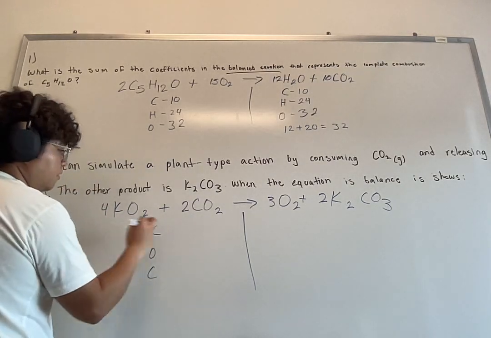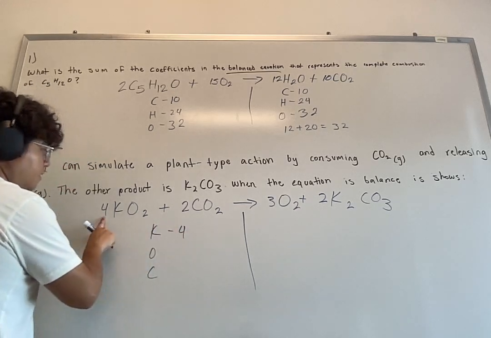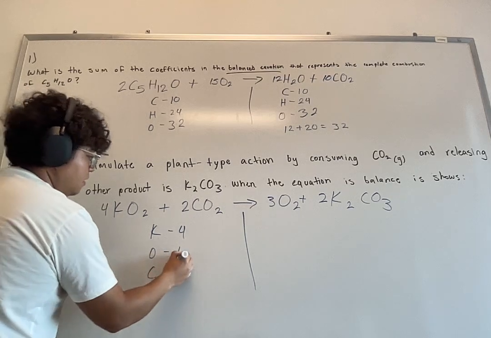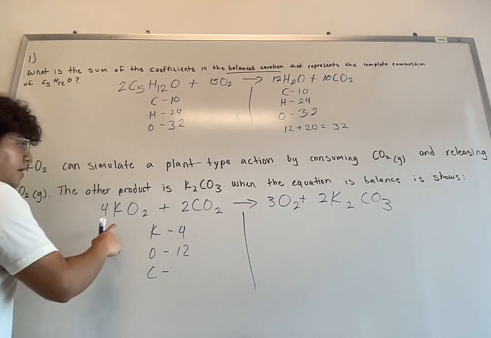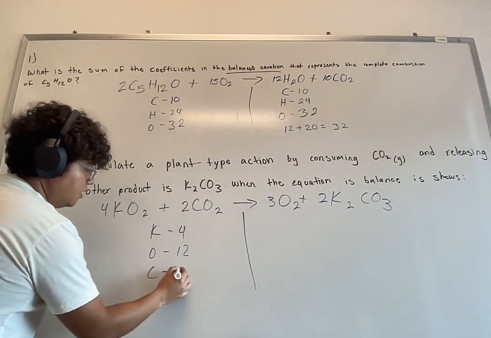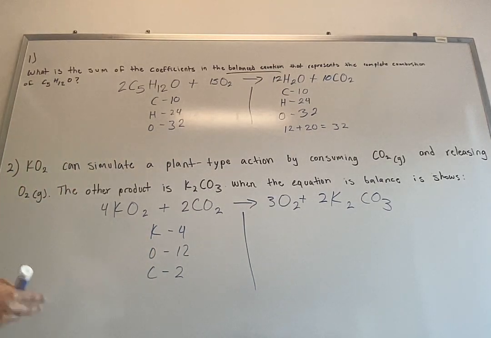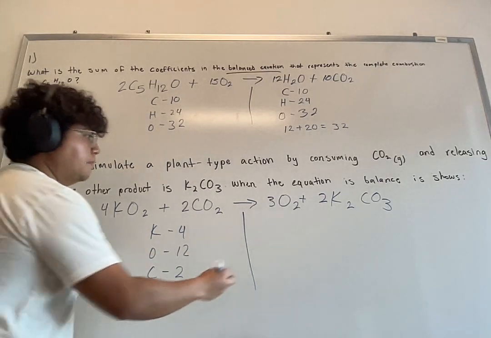So now KO2, 4. Here, 4 times 2 is 8. Plus the 4 from here, we got 12. And then 2 times 1 is 2. So we got 4 potassiums, 12 oxygens, 2 carbons.